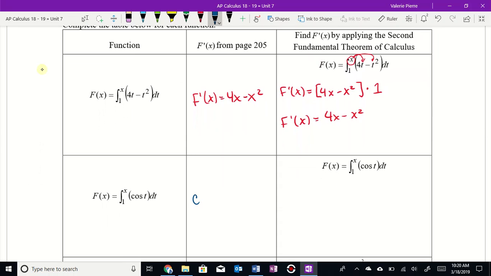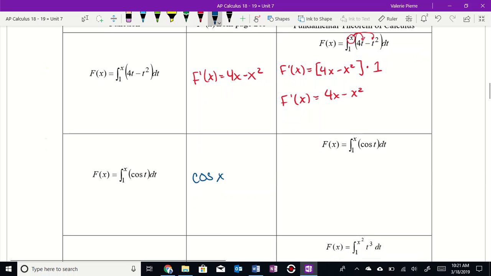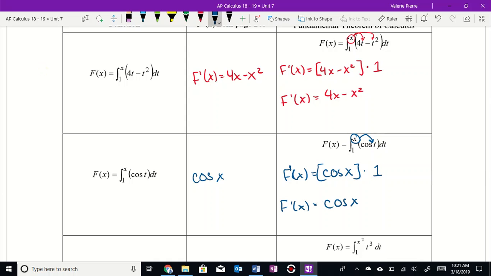So now let's do another problem. Here we got that our derivative would be cosine x. If we look at this, take our g of x, plug it into our f of x. So f prime of x is equal to cosine x times the derivative of g of x, which is 1 in this case. So f prime of x is just cosine x, which is what we found on page 205.